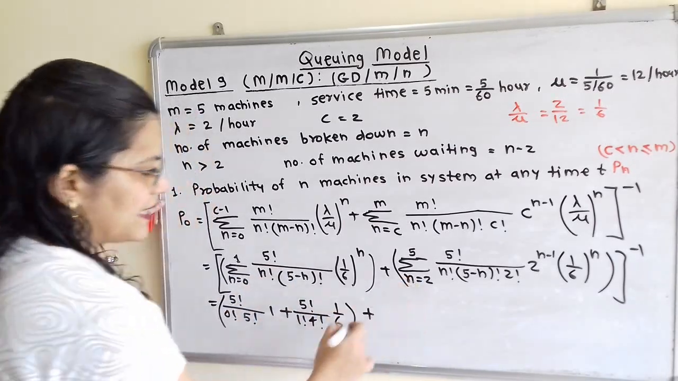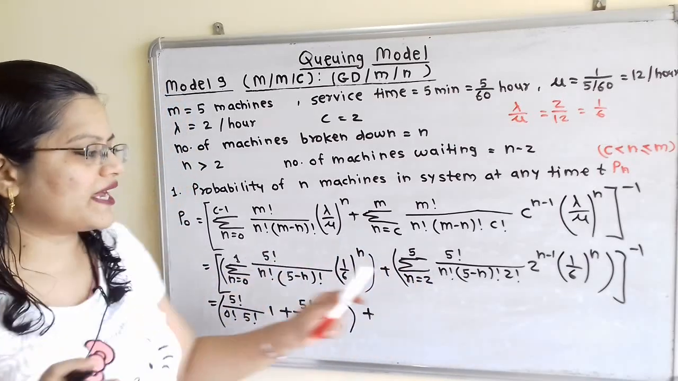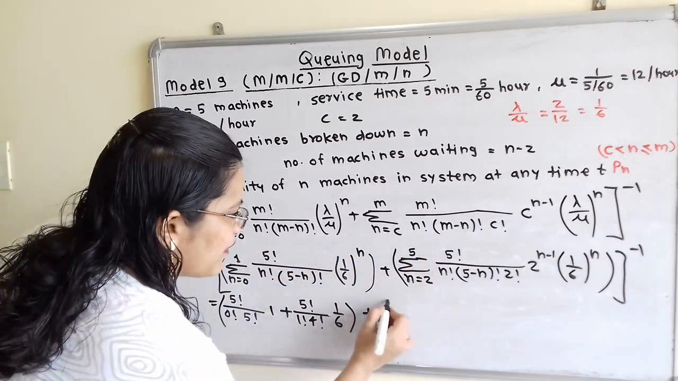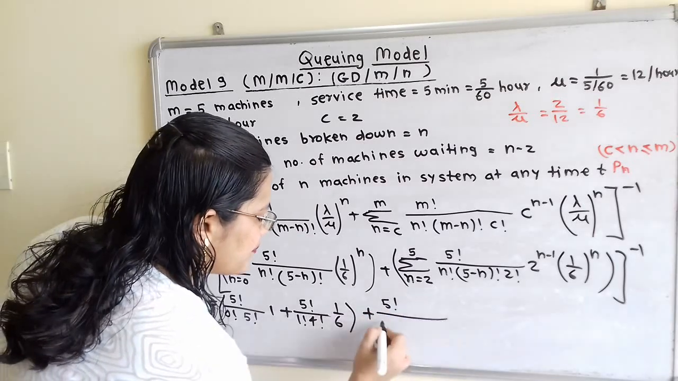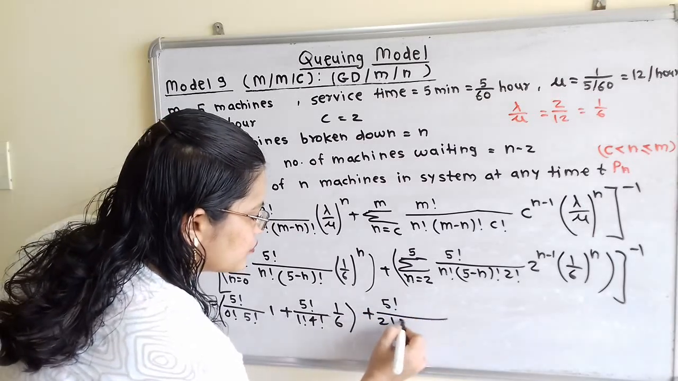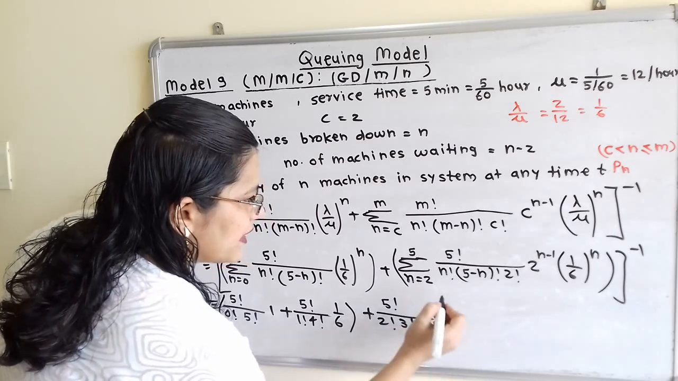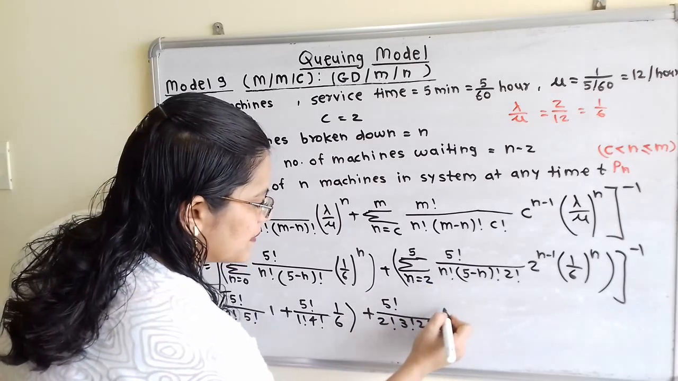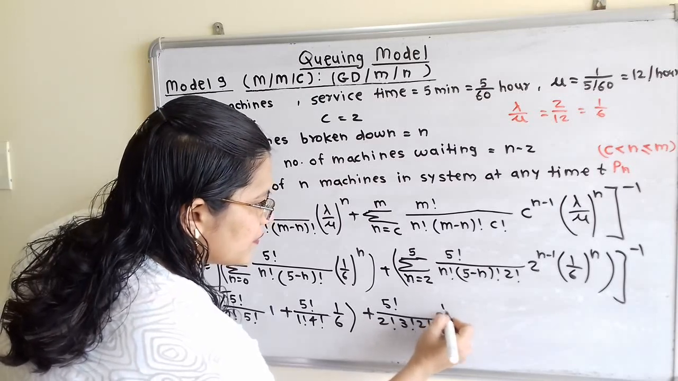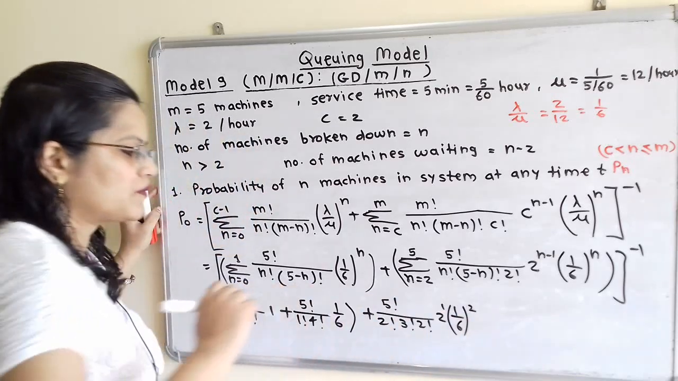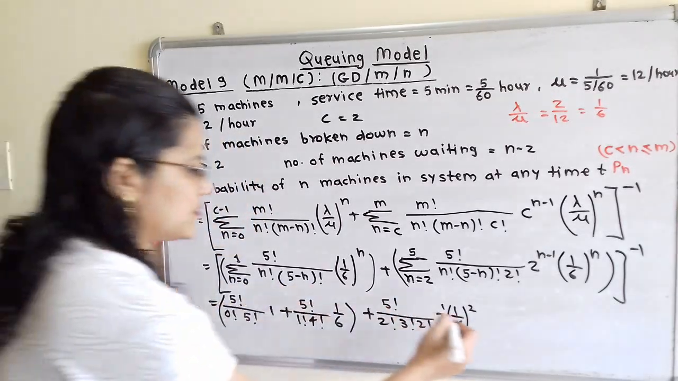Now we will move to the second part. Here we have to put n is equal to 2. So for n is equal to 2, we get 5 factorial divided by 2 factorial, 5 minus 2, that is 3 factorial, into 2 factorial, 2 raised to n minus 1, that is 2 minus 1, that is 1, and 1 by 6 raised to 2, that is squared, plus.